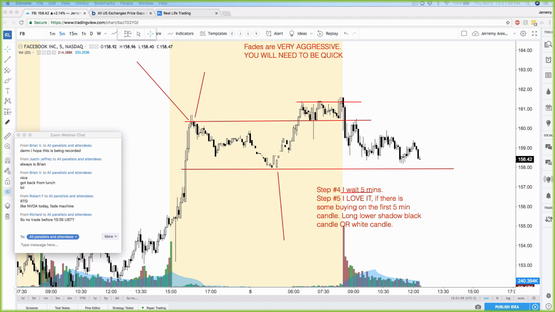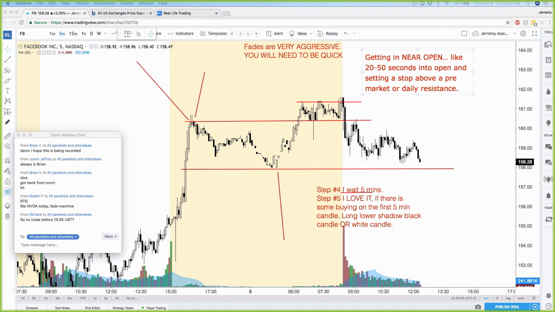So you have to play it one of 2 ways. You're either getting in near open, like 20 to 50 seconds into open, and setting a stop above a pre-market or daily resistance.